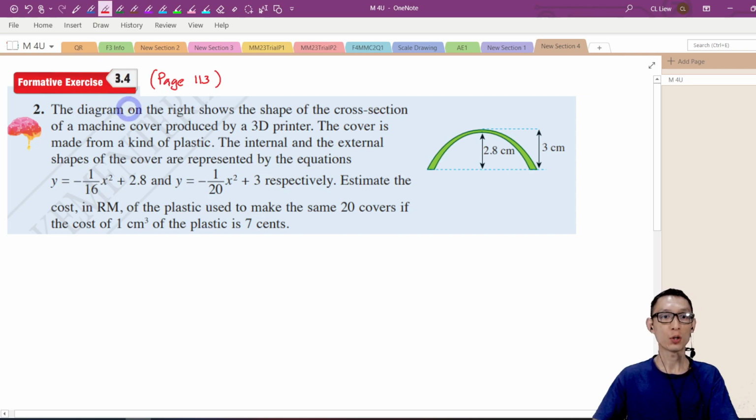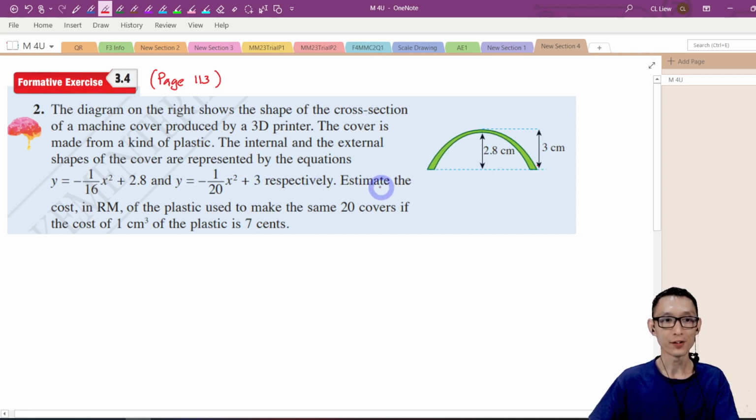Okay, the diagram on the right shows the shape of the cross-section of a machine cover produced by a 3D printer. The cover is made from a kind of plastic. The internal and the external shape of the cover are represented by these two equations. So y is equal to negative 1 over 16 x squared plus 2.8, this is the inside one. And y is equal to negative 1 over 20 x squared plus 3, this is the outside one.